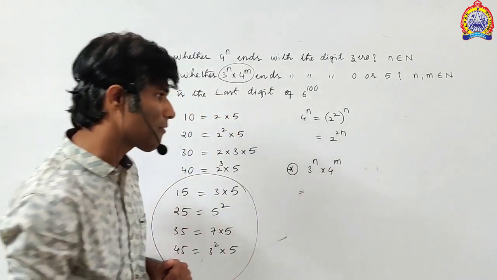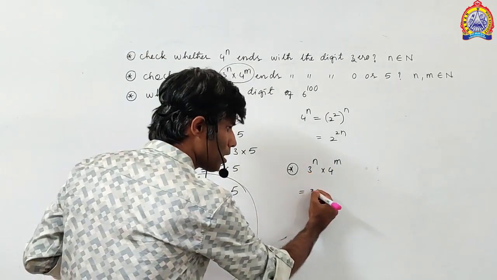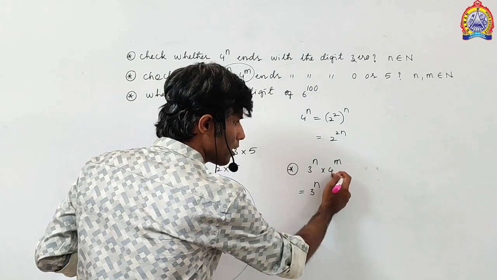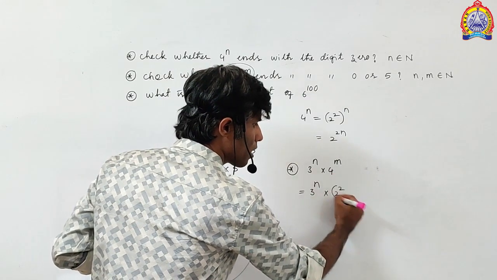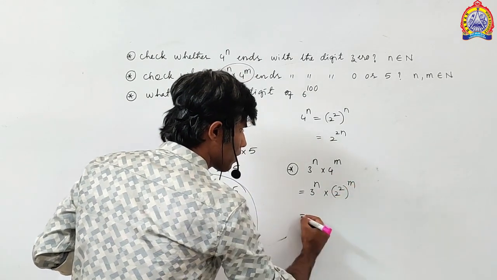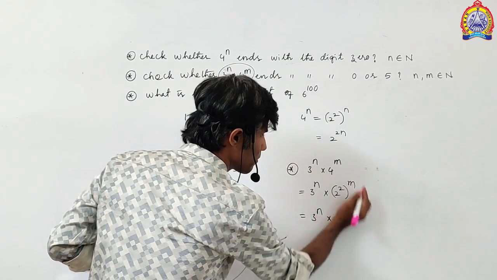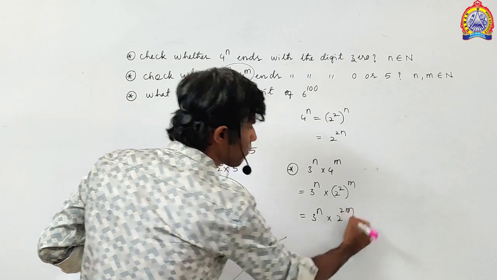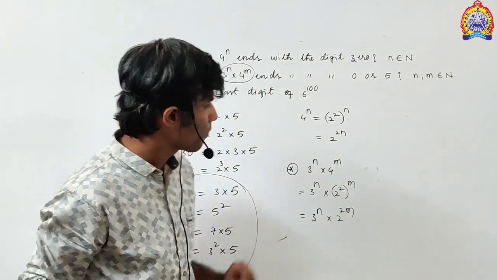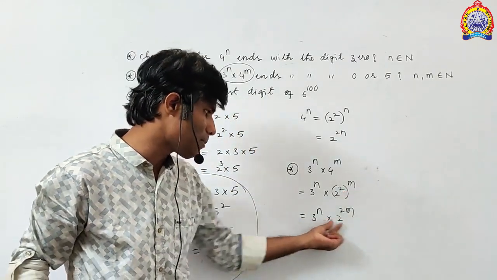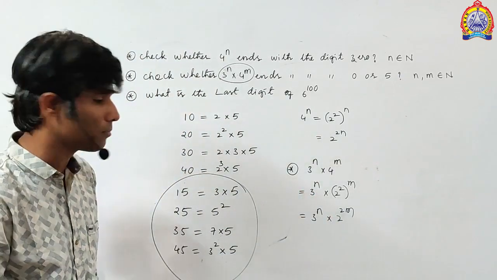Let us write its prime factorization. Already 3 is a prime number. Let us write it as it is. Here 4 can be written as 2 square whole power m. That is 3 power n into 2 power 2m. This is a prime factorization. Here the bases are prime numbers, therefore it's a prime factorization.